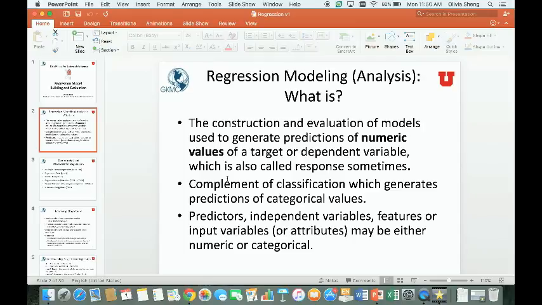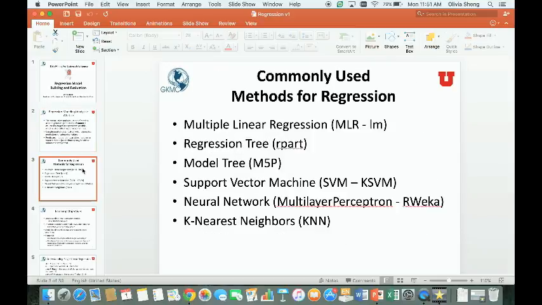Regression modeling or analysis is very similar to classification in that it predicts the value of a target variable, also called dependent variable, sometimes called response. However, the difference is in classification, the target variables can strictly be categorical or nominal. And here in regression, we focus on target variables that have numerical values, like integer or real values or continuous values.